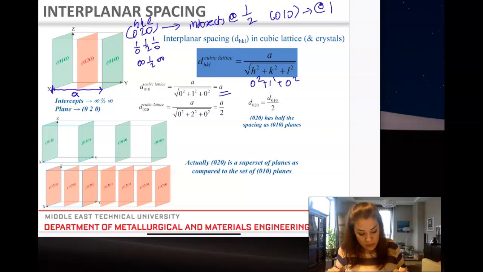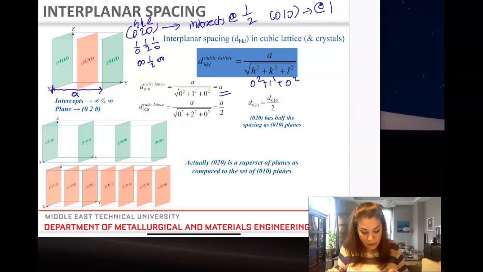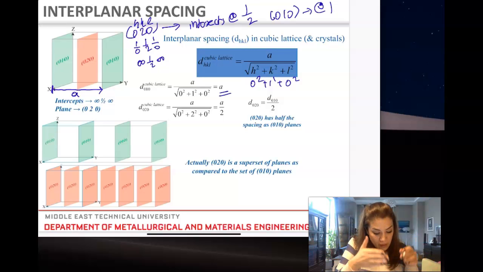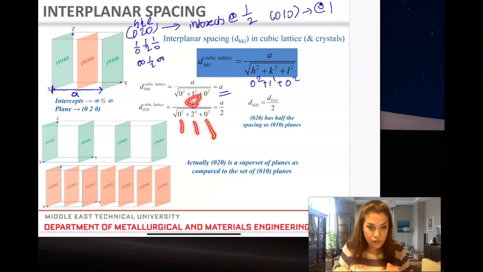So here, as you can see, the 0 2 0 planes are half the distance apart of the 0 1 0 planes. And if I cross-check again with the equation I'm using here, this time a over the square root of 0 squared, 2 squared, 0 squared, it comes out as a over 2, as expected.